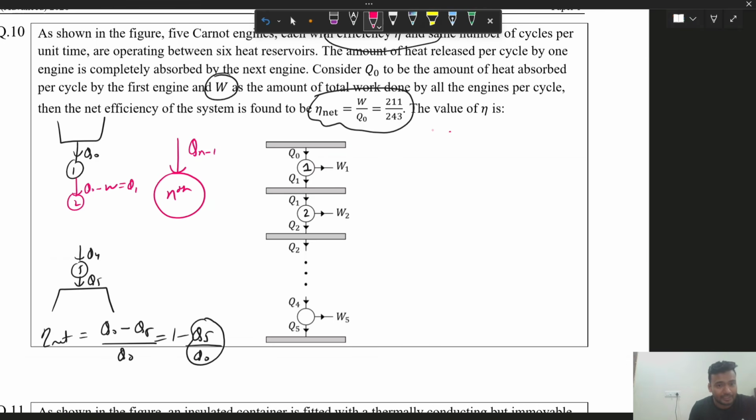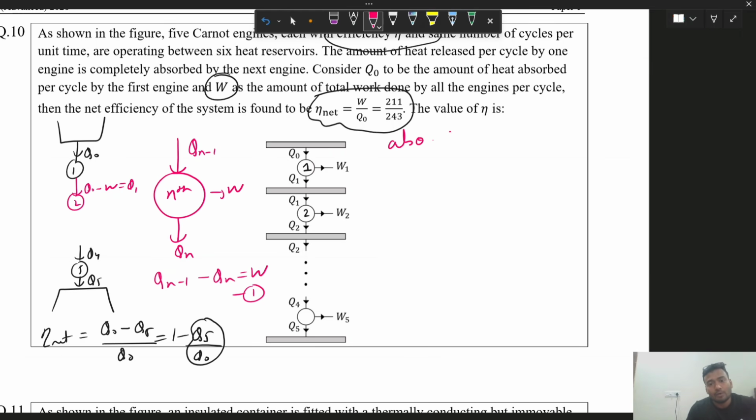In that way, nth के लिए you are getting Qn minus 1, and the rejecting part will be Qn, one more, and as a result it is giving you work done W. So you can say Qn minus 1 minus Qn equals to W. ये है equation number 1.